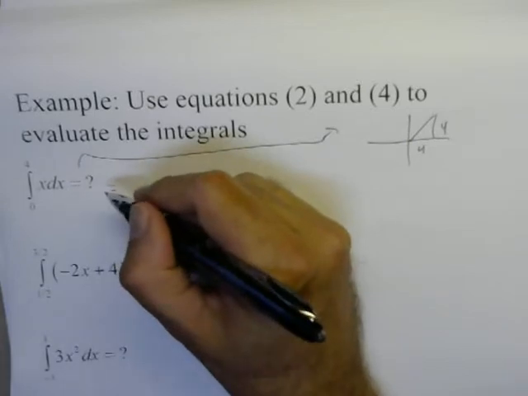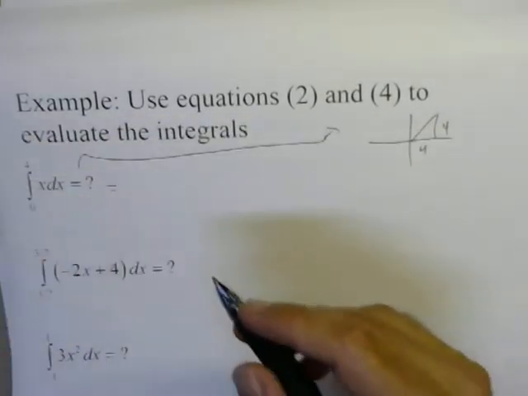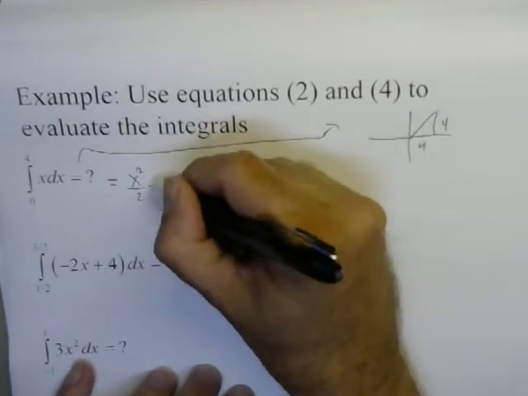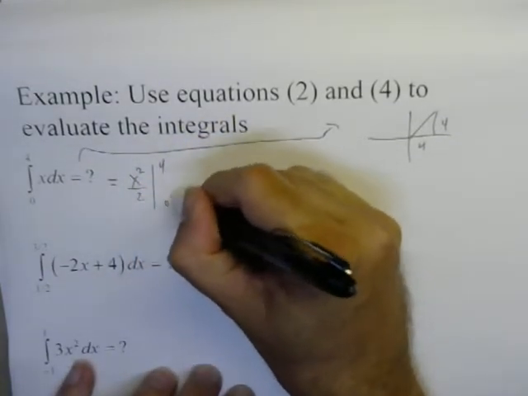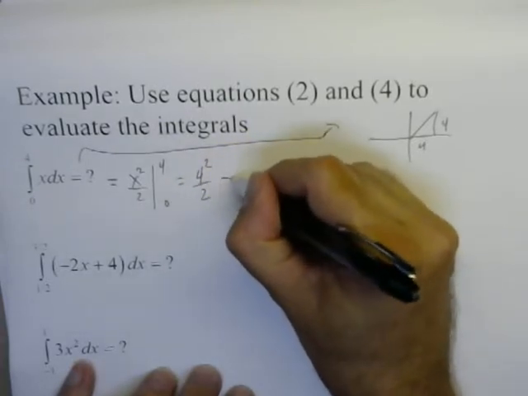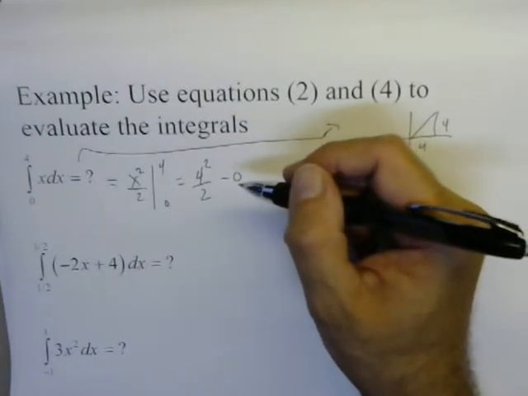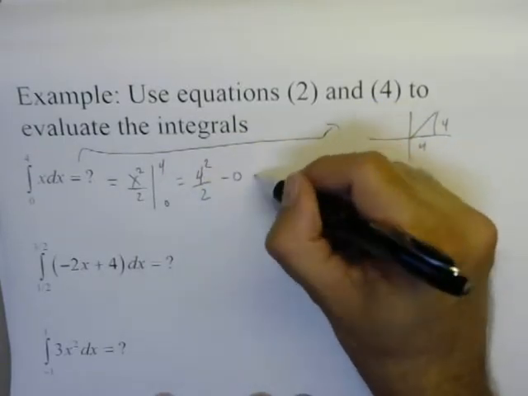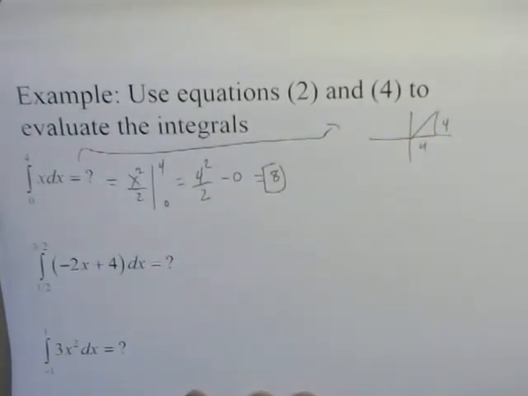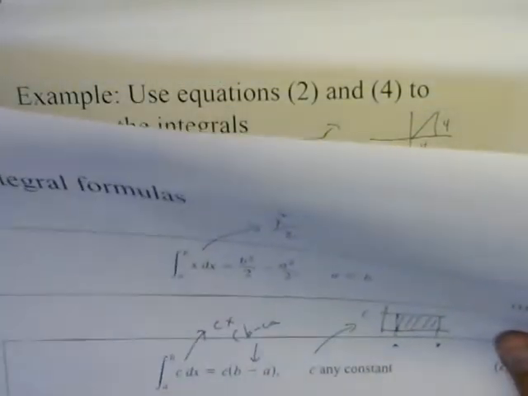So employing the first rule here, if I've got x, that'll just be x squared over 2, and then I just evaluate it at 4 and 0. So it'll give you 4 squared over 2 minus 0. Well, that's nice because that's just going to give you 16 over 2, which does give you 8. So you can see it does give you the right answer. Here's the one we just did. I guess we just did that one the long way.